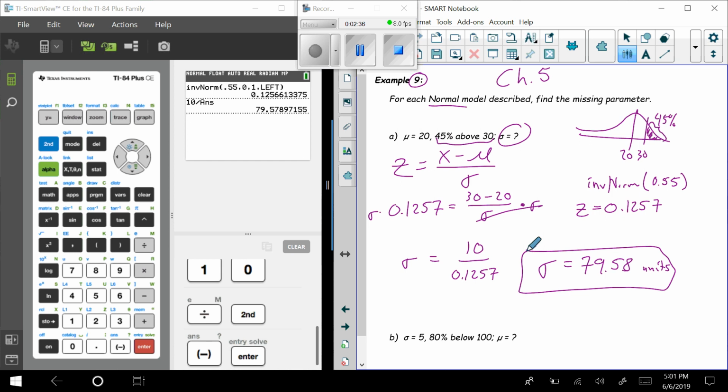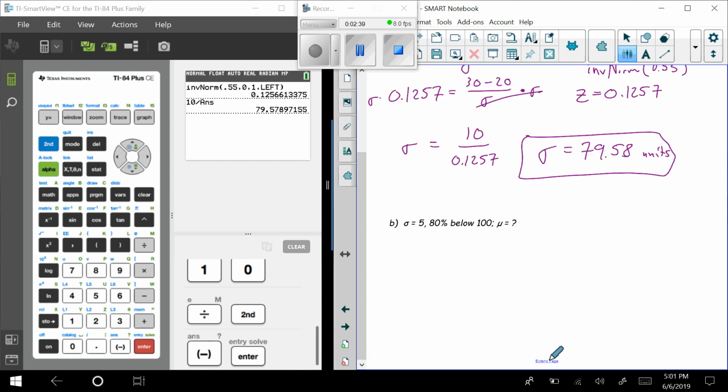There's that first one. Second one here, it says missing parameters, so it shouldn't come as a shock. Now all of a sudden we're doing mu, so it says sigma is 5, 80% below 100. Okay, so again, we kind of draw this out. Here, I don't know what mu is, right? Now it says 80% is below 100. Now, if I put 100 over here on the left side, can there be 80% to the left of that? Well, no, because I have to get above 50%, so the 100 has to be here.